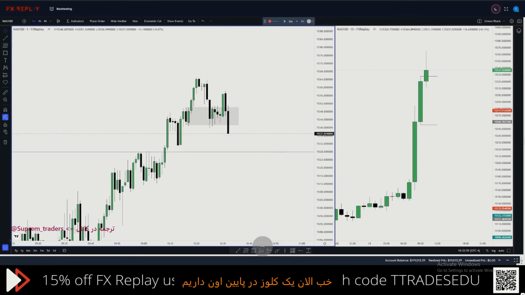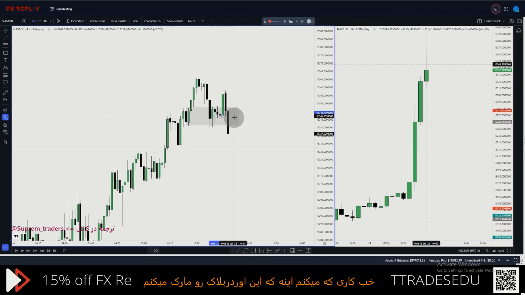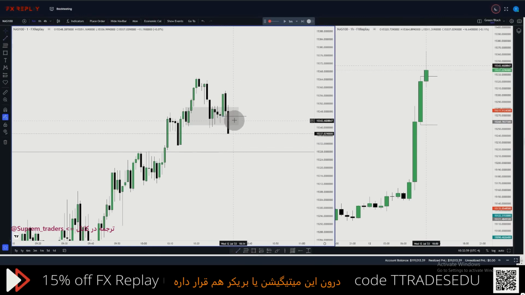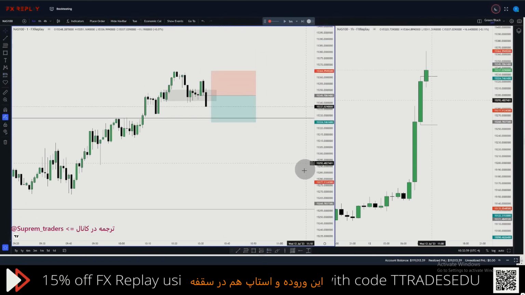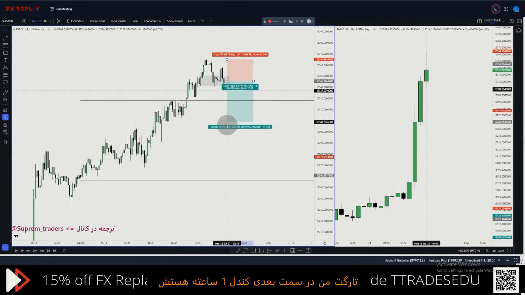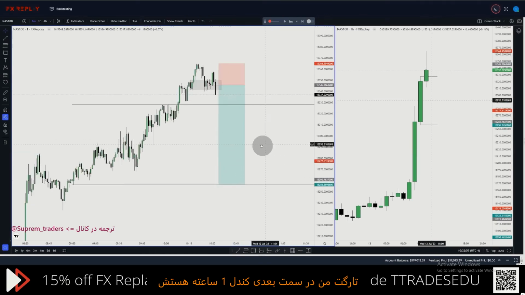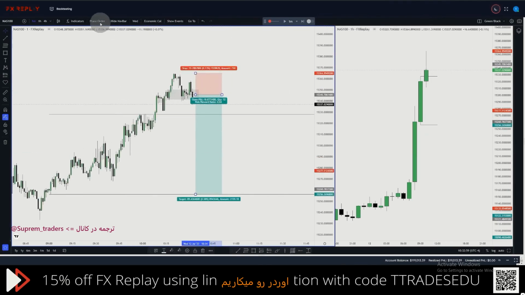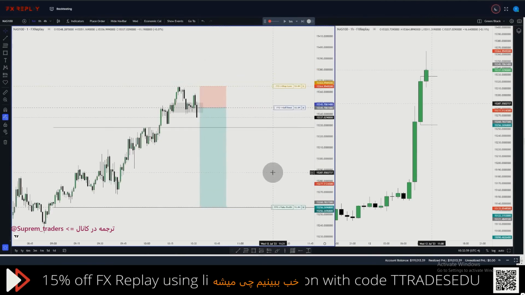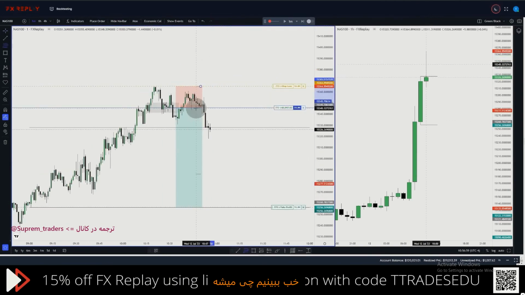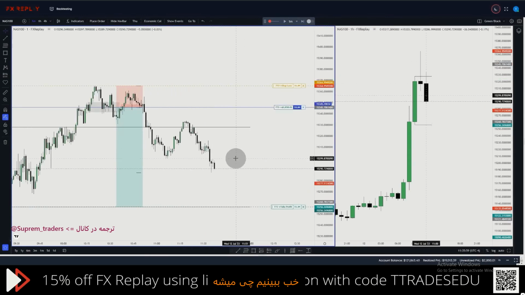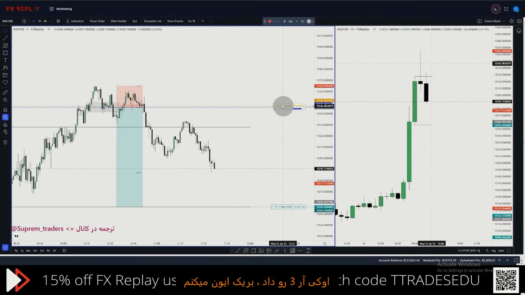Okay. Now we have a close below that. So what I'm going to be looking to do is take this order block inside this mitigation or breaker as an entry. I stop on the high. Where am I targeting? The other side of this candle here. Let's place the order. See how this works out. Okay, 3R, move my stop to break even.